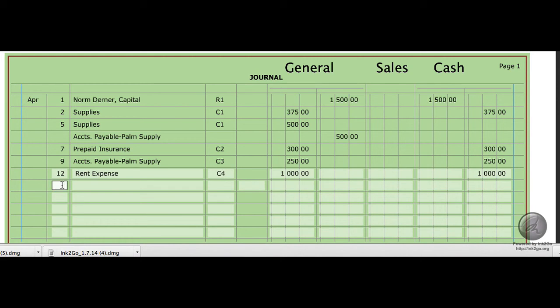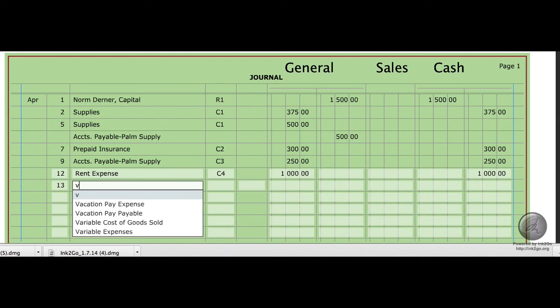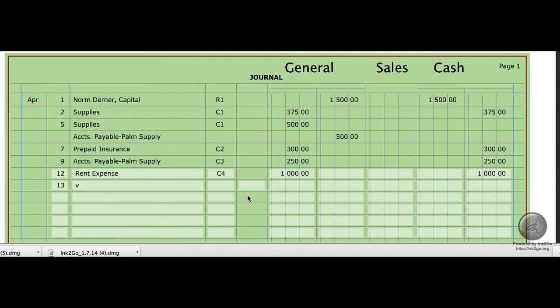On April 13th, we received cash from sales, $2,500, T13. So my date is the 13th. The asset account cash is increased by a debit of $2,500. The revenue account sales is increased by a credit of $2,500. Since we're using cash and sales, those are two special amount column titles, so we're going to use a check mark. We are then going to debit our cash for $2,500 and our sales credit $2,500.